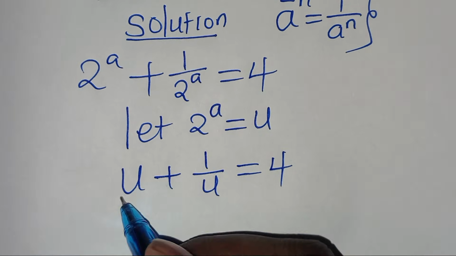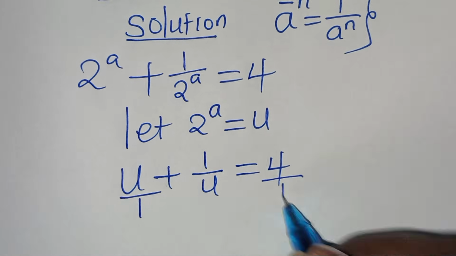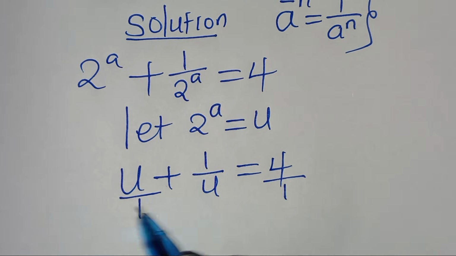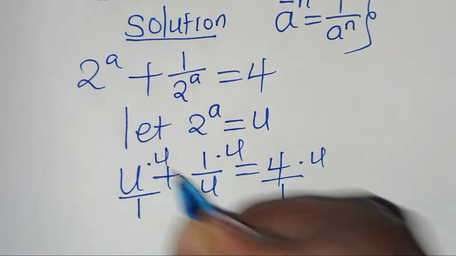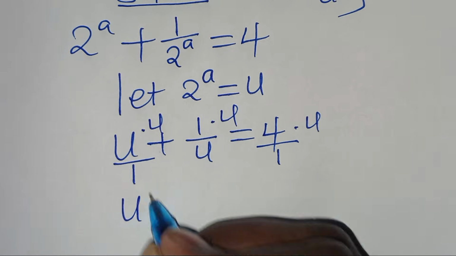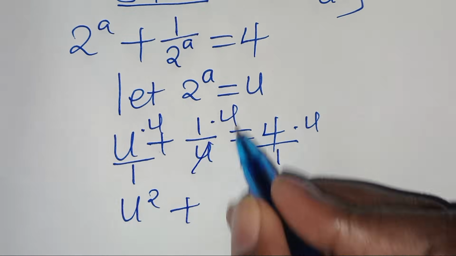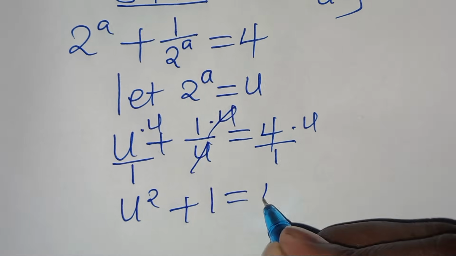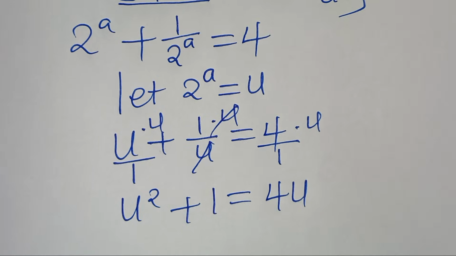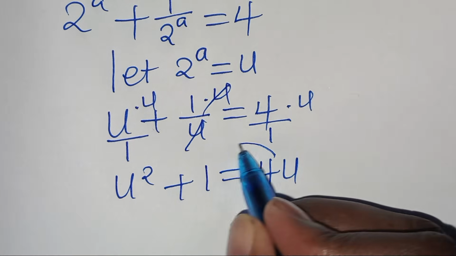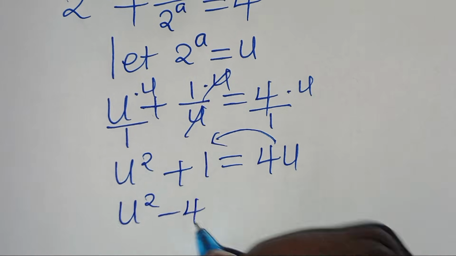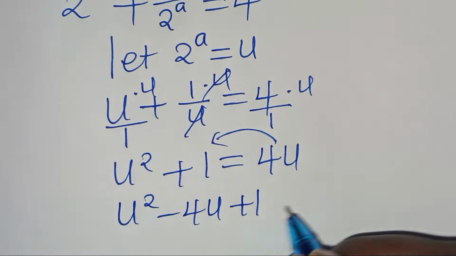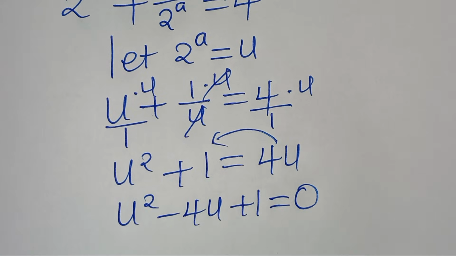Now u is our number, so this is over 1, and 4 is our number, so it's over 1. The LCM is u, so let's multiply everything here by u, and this implies that we have u to the power of 2 plus 1, which is equal to 4u. Now let's take 4u to the left hand side, so that we have u squared minus 4u plus 1, equal to 0.